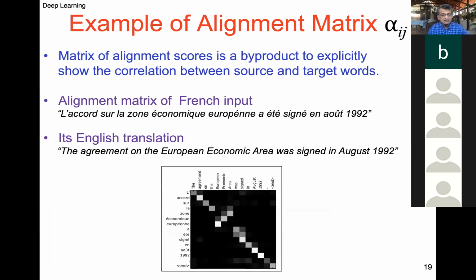In the next slide after this, I'll show you a TensorFlow version that is available. These TensorFlow versions for machine translation generate the alpha_ij matrix, which is interesting to look at. Here is a matrix of alignment scores. The input sentence, let's just read English rather than French: The agreement of the European Economic Area was signed in August 1992, end of sentence marker. In this case, I believe it was French to English rather than English to French. So the French was this sentence, l'accord sur la zone économique européenne a été signé en août 1992. So this is the French input, and this is the English output. This is a matrix consisting of alpha_ij, where i and j are simply the indices for the input string and the output string.